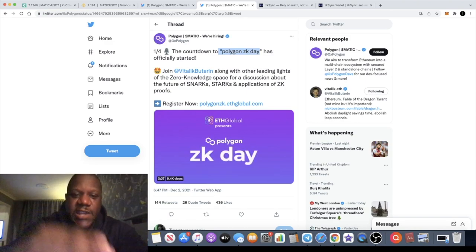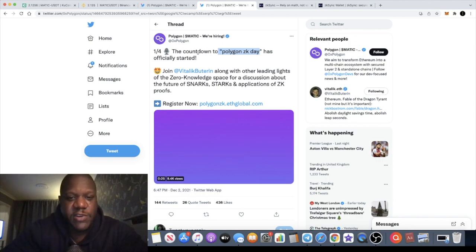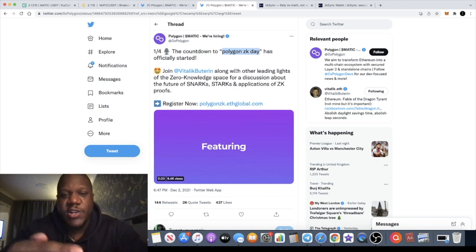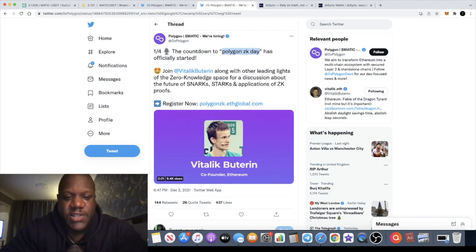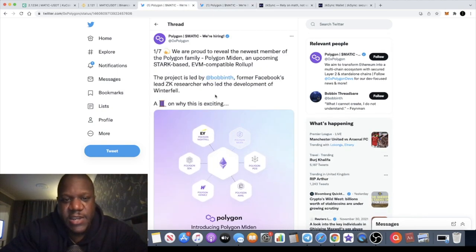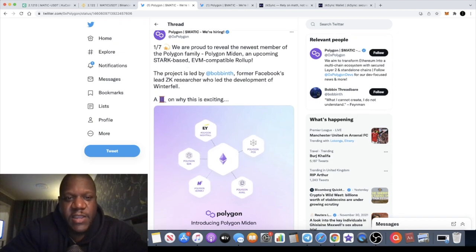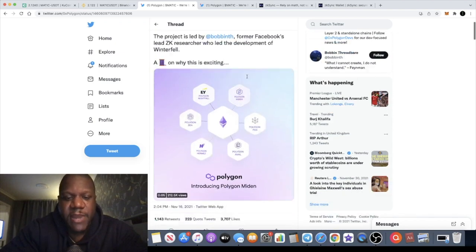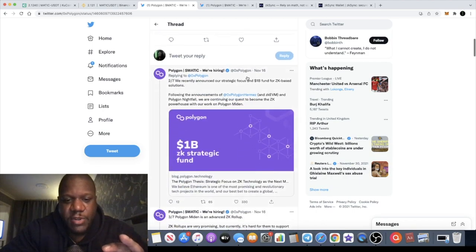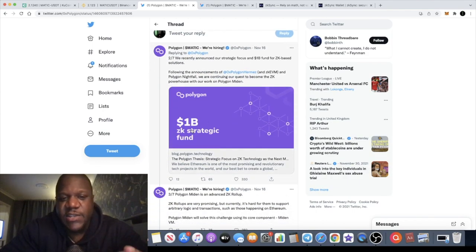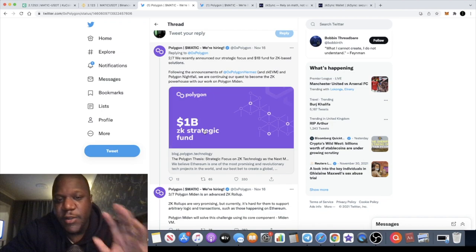Now, Matic is a scaling solution for Ethereum. Obviously, we know that already. And I believe they're going to be announcing something at ETH Global in regards to their ZK rollups, all right, guys. They're building on Starknet, as you can see, some information over here. They've got a Starknet-based EVM compatible rollup. Okay, guys, there's a 1 billion ZK strategic fund for Polygon.